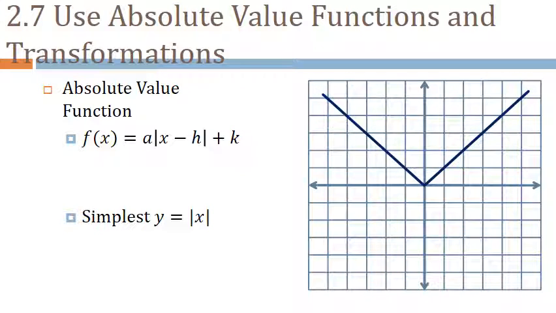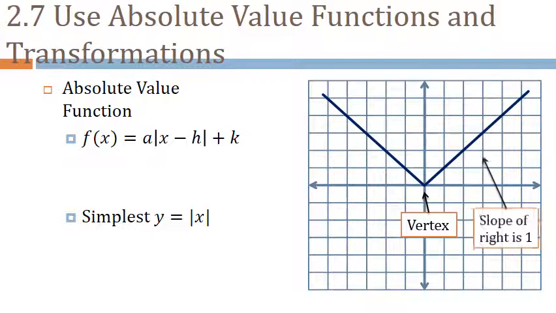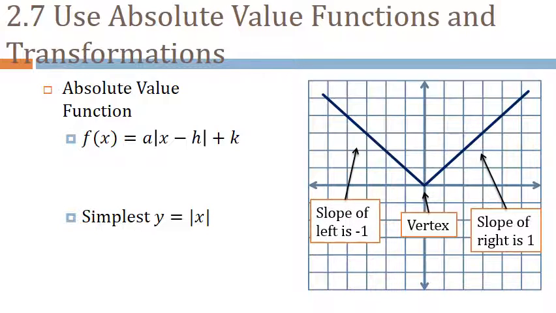That's the graph. Notice the point in the center of the graph is called the vertex. The graph looks like a V because when the x values are negative, the y values would be positive. So the entire graph is positive. On the right side, the graph is like y equals x, so the slope is 1. The slope of the left side is negative 1.